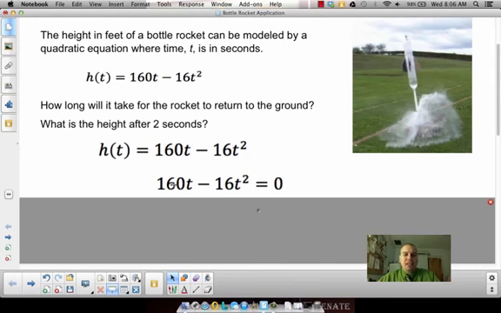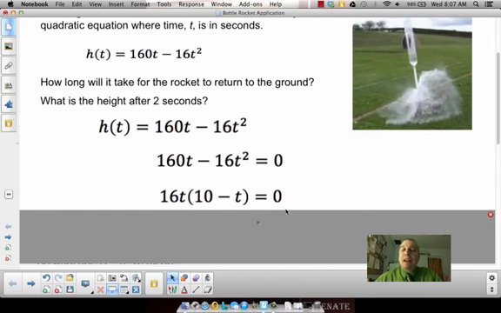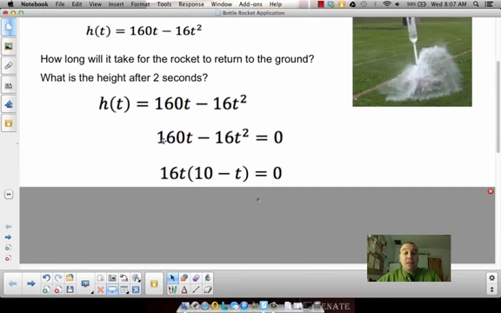Now I got to look at this. Is there a common factor between these two terms? Yeah. You've got 160 and 16, so that's 16. I've got a t here and a t squared here. So I can factor out a 16t. What do I mean by factor out a 16t? It means that I divide this by 16t, I get 10. I divide this by 16t, I get negative t.